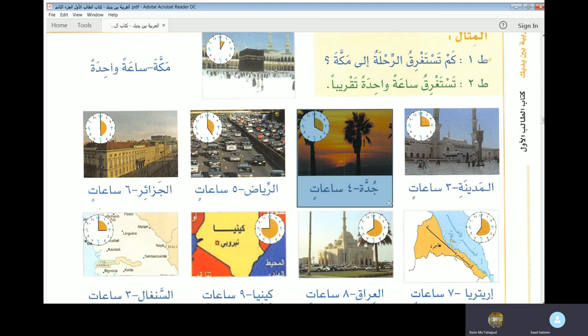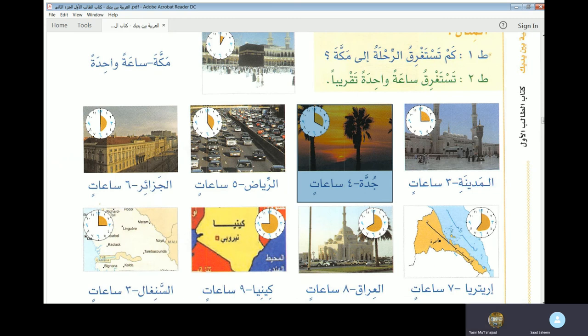Kam tastaghriqu ar-rihlatu ila Jeddah? تستغرق ساعات أربعة. No, مضاف ومضاف إليه. From 3 to 10, counting is considered as مضاف ومضاف إليه. The number comes first and the counted noun comes after the number. تستغرق أربع ساعات تقريبا.